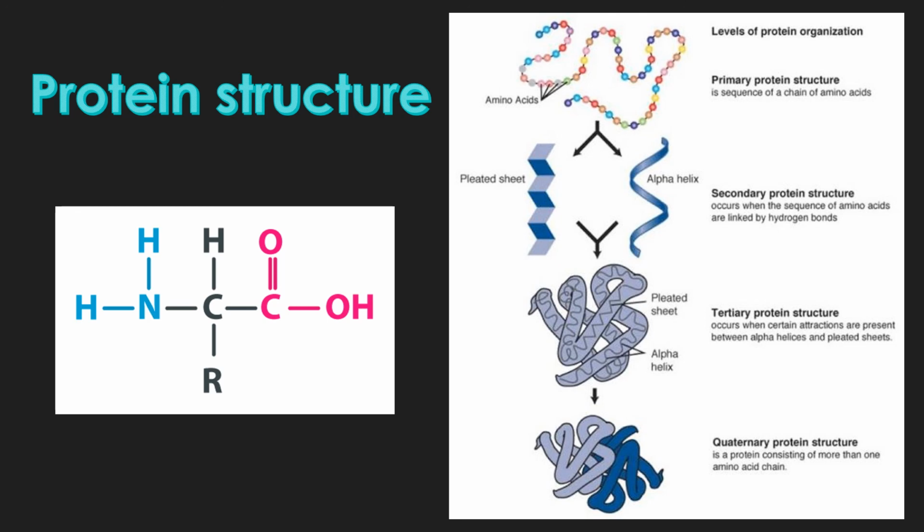We have the tertiary protein structure, which occurs when certain attractions are present between alpha helices and pleated sheets. We have alpha helices and we have pleated sheets, and different attractions occur, so they twist the protein more. The quaternary protein structure is a protein consisting of more than one amino acid chain. In this case, different chains of amino acids join in order to produce a quaternary protein, and this protein is finally the one that performs different activities or functions in our bodies.